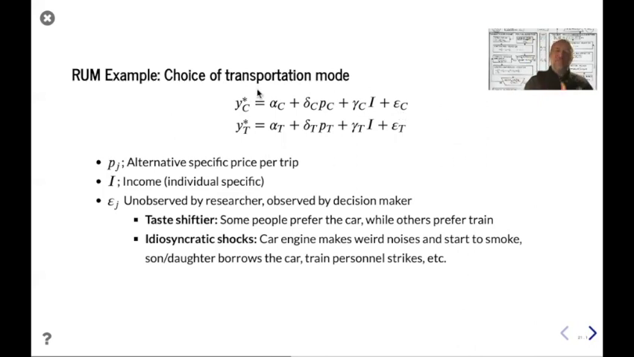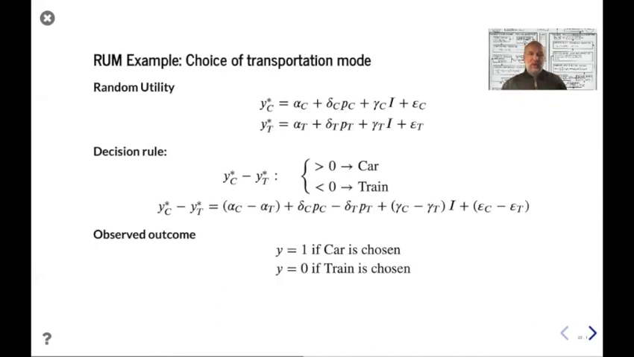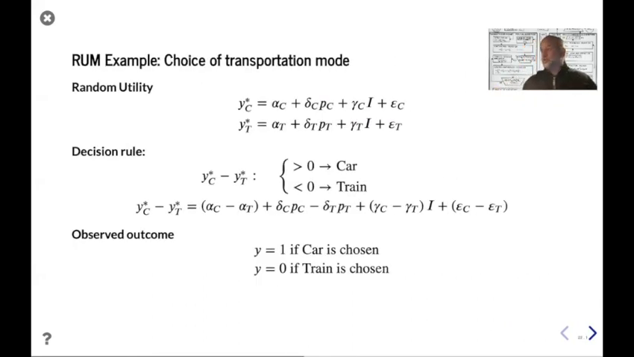Now let's talk about what we can identify here from observing choices, together with prices and income. So here's the random utility. The decision rule for choosing car is that the utility difference must be positive. Otherwise, you will choose the train. Then we can calculate that utility difference by subtracting these two equations from each other.